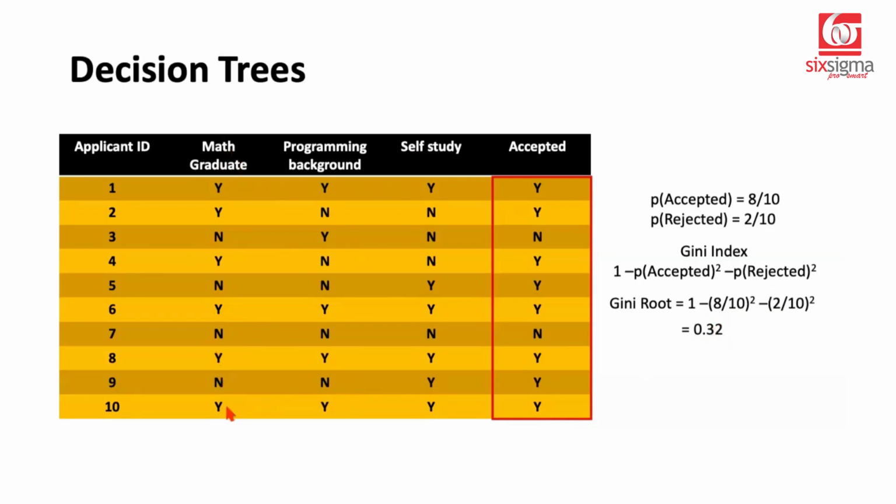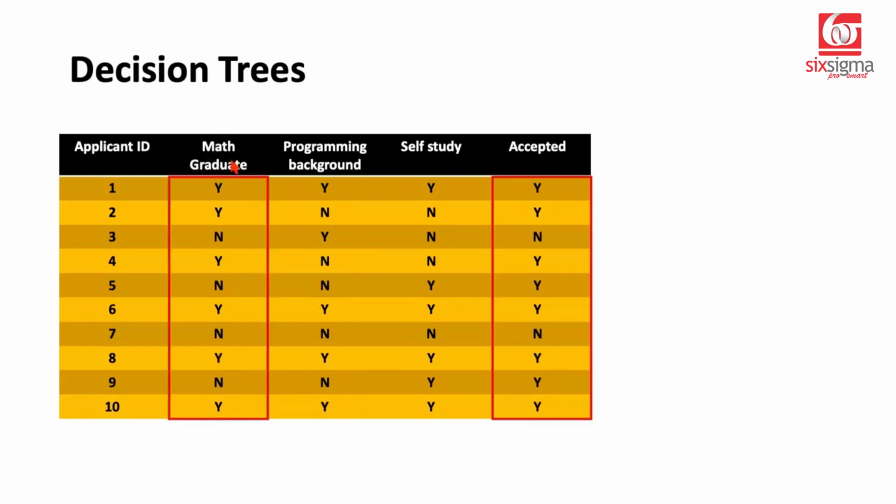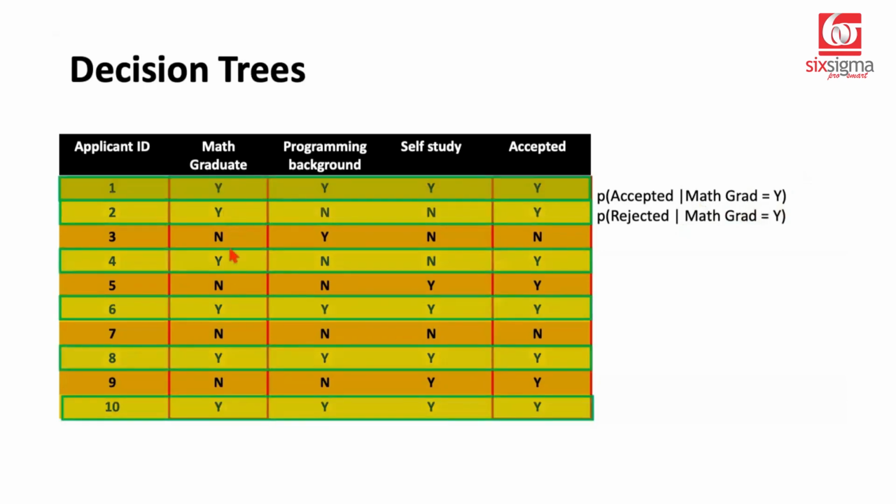Next, we will choose each variable along with the target column and calculate Gini for it. Let's see how it works. So let's say we take the first variable, which is math graduate. Now we have to concentrate only on this column and this column. So let's first highlight only those rows in the data where this person is a math graduate. Yes, these are the 6 rows where the person is a math graduate.